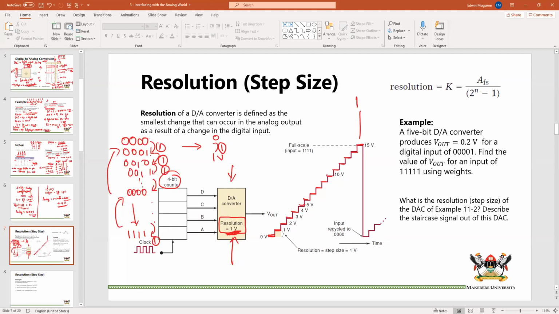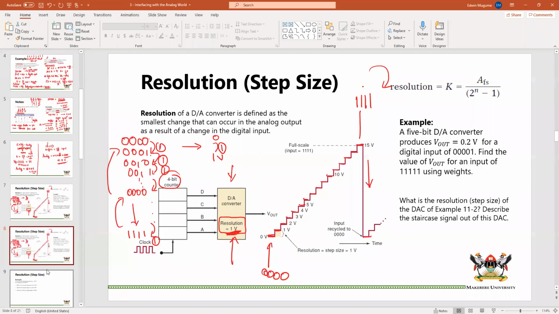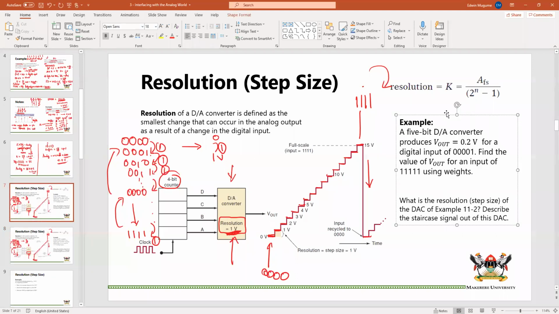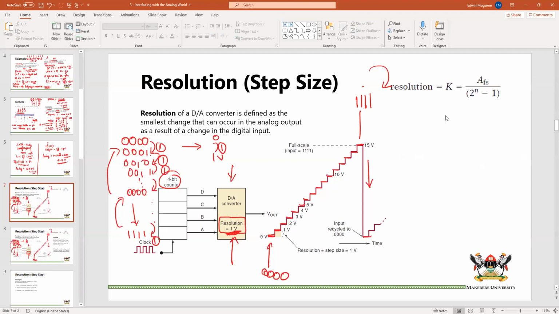This 15 corresponds to 1111. Obviously, this 0 corresponds to 0000. Now we know that when the counter reaches 1111, it flips back to 0000 to start the count, and that's why this drops back down and starts the count once again. So we can see 2 aspects here. I'm going to make a duplicate of this. The 2 aspects we see are levels and steps.